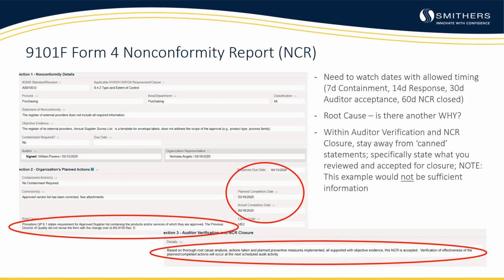And then the last item is the auditor verification. So we have been seeing an increase in canned examples with auditor verification comments. It's important that these details and comments are specific to the NCR above, and they provide a clear picture of what was reviewed and accepted as a means of recommendation for closure of the NCR. So I would tell you as auditors to make those as specific as possible relative to the objective evidence provided so that we can consider whether or not the NCR is in fact fully addressed and closed appropriately.